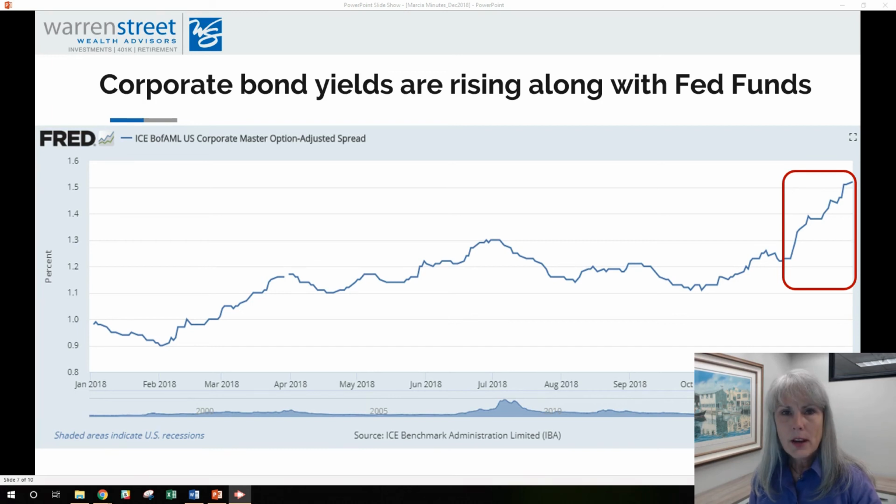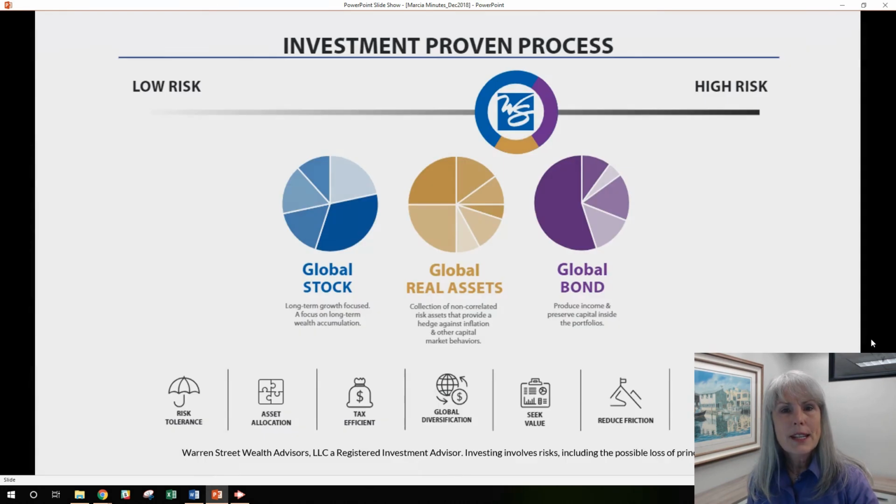As it turns out, corporate profits are strong. Employment is good. We don't really have a reason to think the economy is going to slow down in 2019 and maybe not even in 2020. As long as the data is strong, we think you should just hang tight.